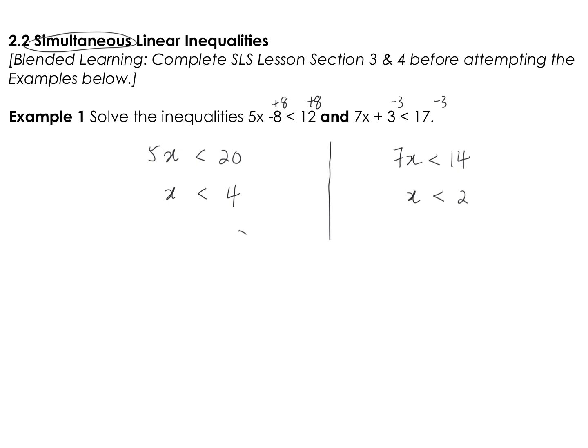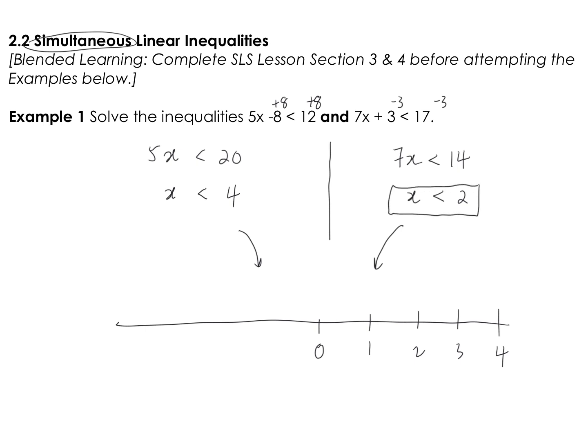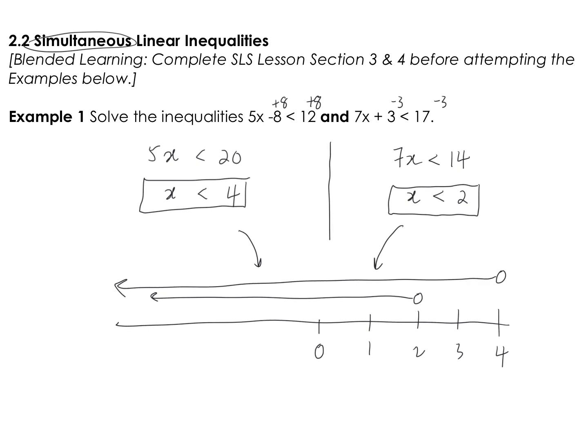So put both of them on the number line. So if this is 0, 1, 2, 3, 4. So this is x less than 2. This one says x must be less than 4. So you need to find your final solution in the overlap. So where they overlap, it's over here. So everything that is less than 2 is where the overlap is.